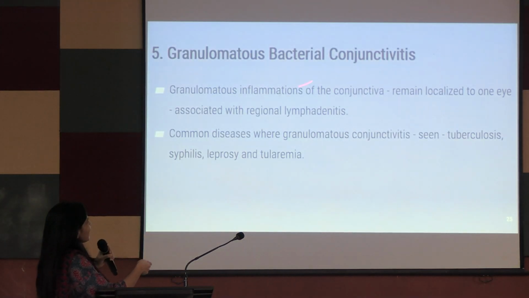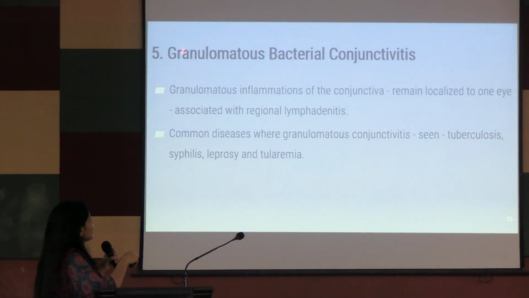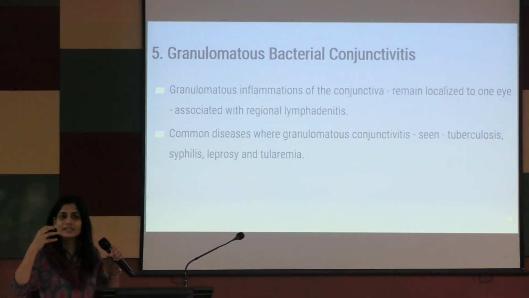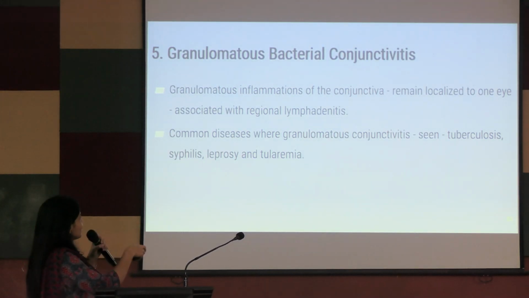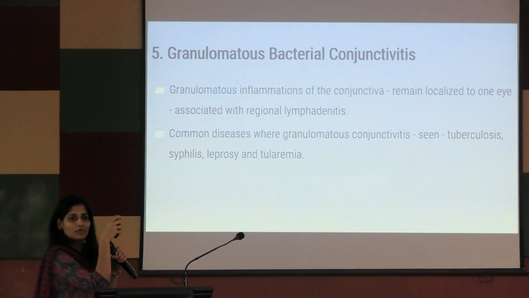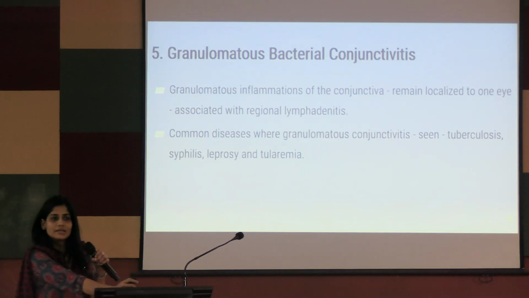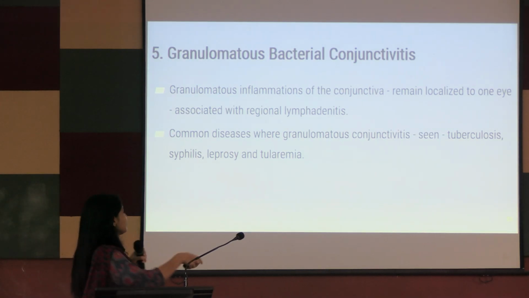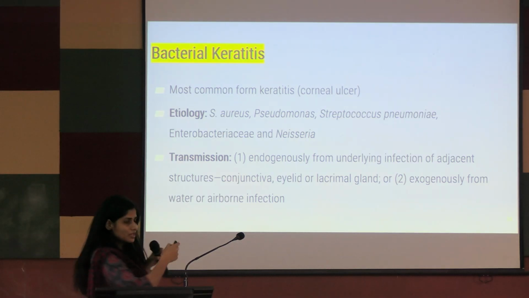Then granulomatous bacterial conjunctivitis, localized to one eye because of regional lymphadenitis. When you are talking about granuloma, some granulomatous lesions are involved already. Some systemic infection is there in the body already. So there the lymph nodes are involved. Okay, which can be seen in which diseases? Syphilis, leprosy, tularemia, tuberculosis.